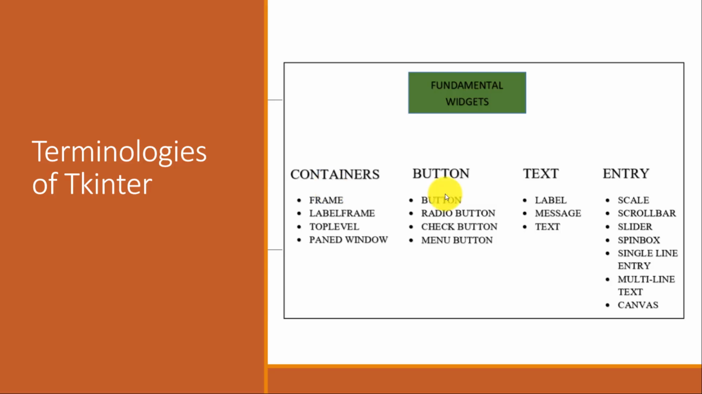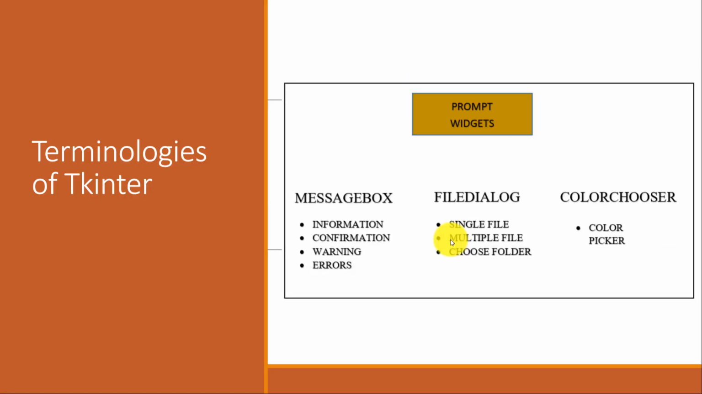Buttons are those widgets which are meant to perform an action when clicked. Text are those which display a message on the window. Entry widgets are used to take a user input. Second type of widgets are prompt widgets. These include message box, file dialog, and color chooser.